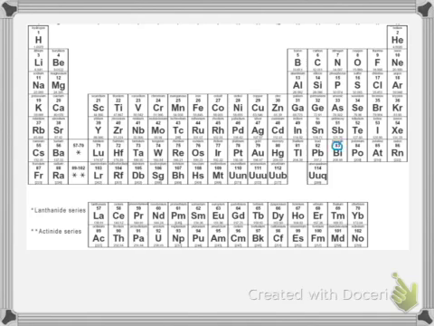The first thing that I have circled down at number 83, let's look down there at bismuth. The first thing that I've circled there is called the atomic number. And the atomic number is equal to the number of protons.